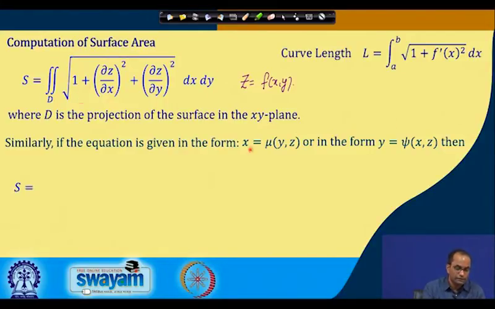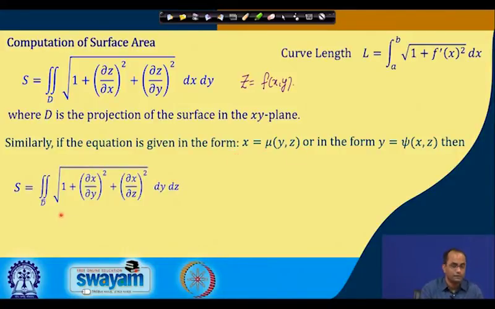So, in the first case, when x is equal to mu of y and z, we will have the domain denoted by D hat, and now the integrand will become the square root of 1 plus (del x over del y) whole square plus (del x over del z) whole square, because y and z are independent variables now. So, the partial derivatives will be with respect to y and z, with dy dz, and this D hat will be the projection of that surface in the yz plane.